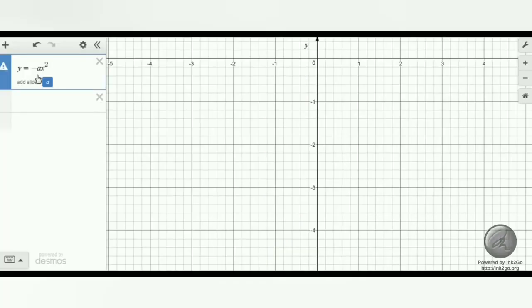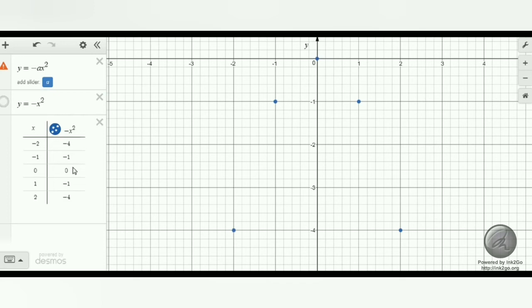Let's discuss the functions of the form y equals negative a x squared. For that, let's see the graph of the function y equals negative x squared. Let's draw the table of values. When x is negative 2, x squared is 4 and negative x squared is negative 4. When x is negative 1, x squared is 1 and negative x squared is negative 1.